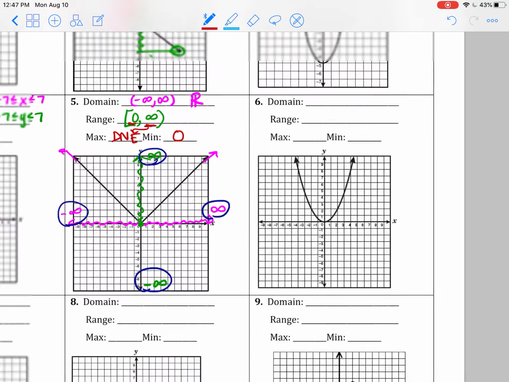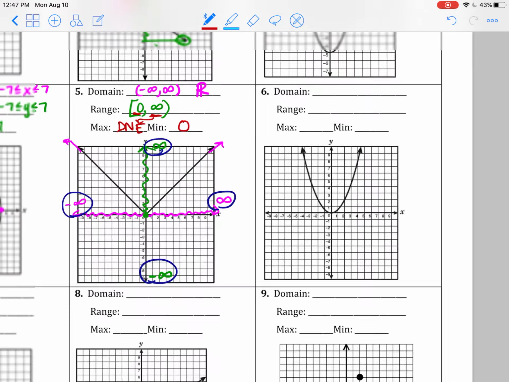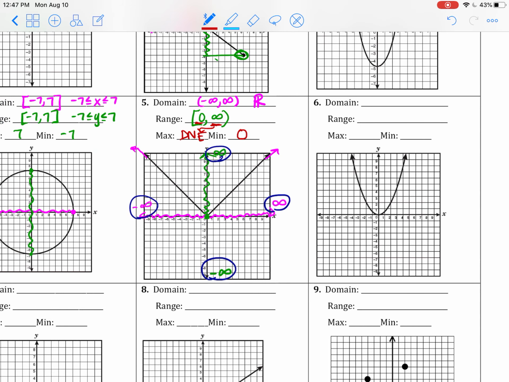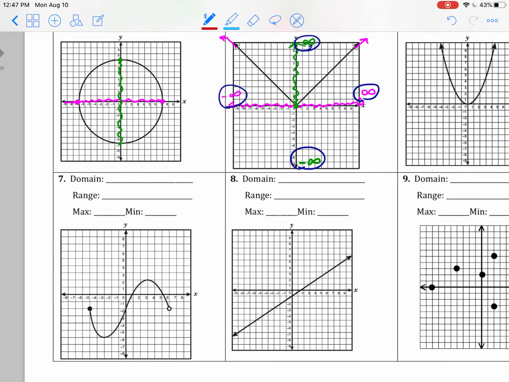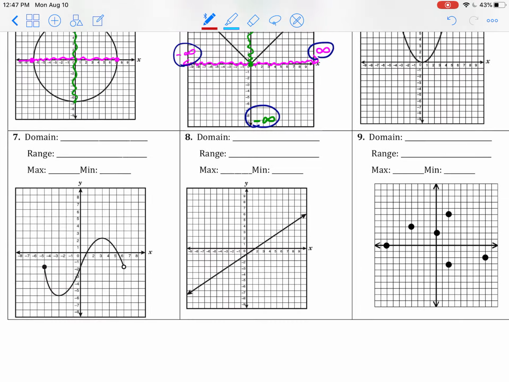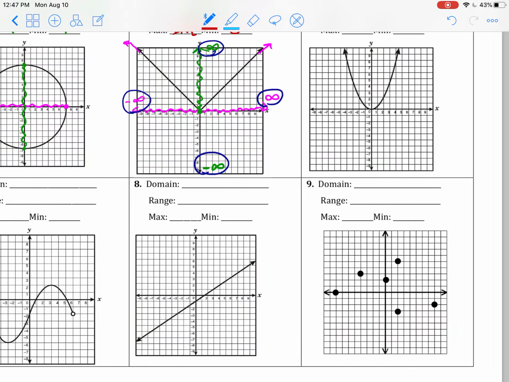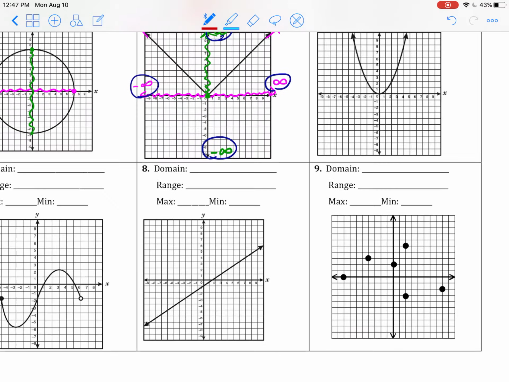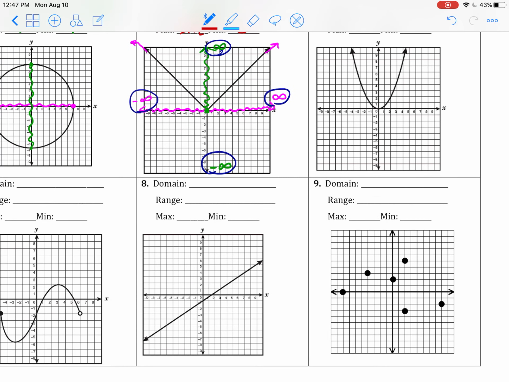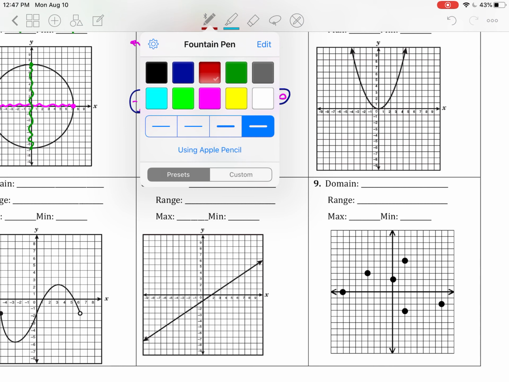Number 6, I'm going to leave it blank because the answer ends up being exactly the same as number 5, but I will let you fill that in on your own. The last one I want to do with you is number 9, because this is our only example on this page of discrete data.